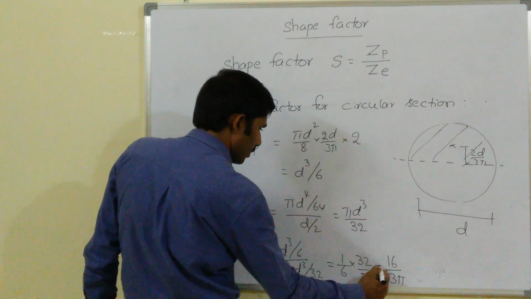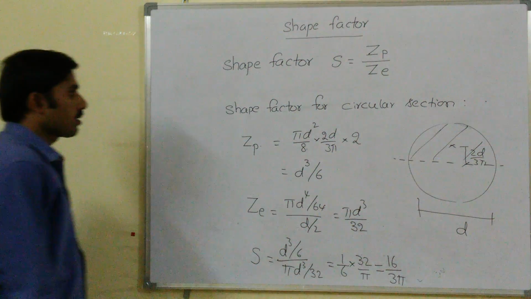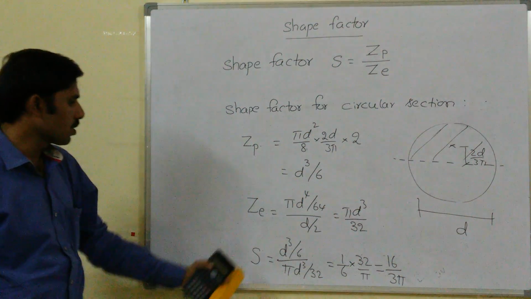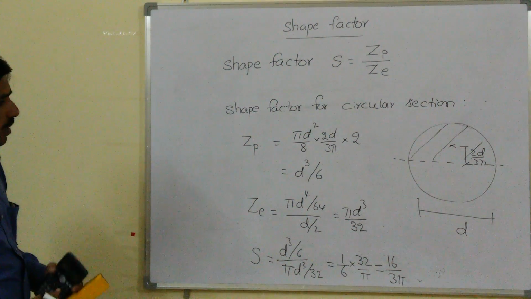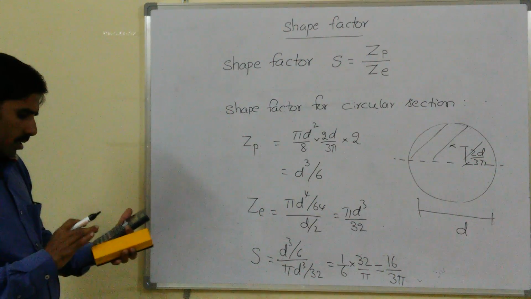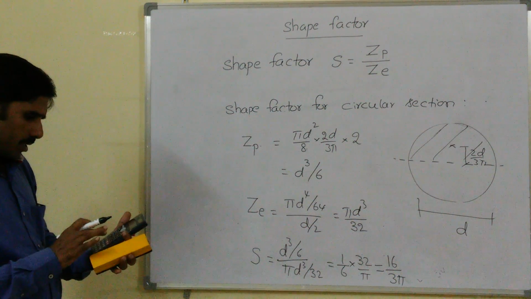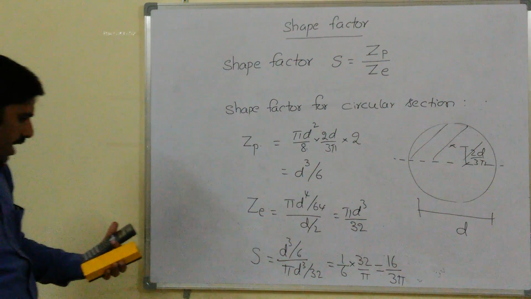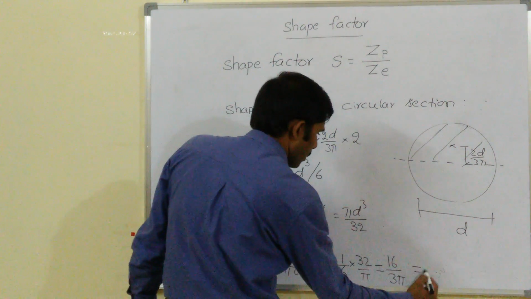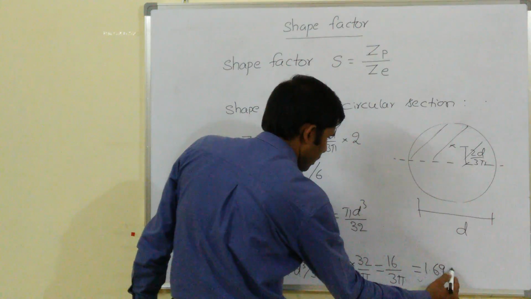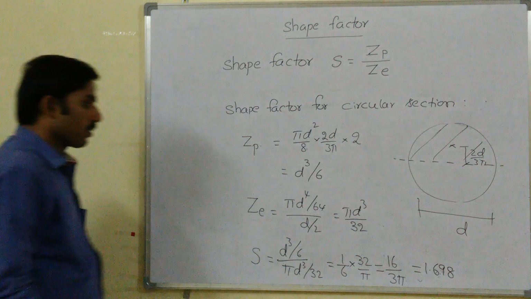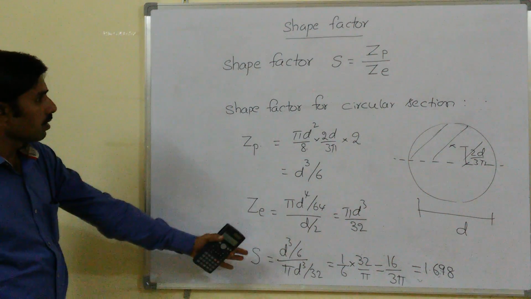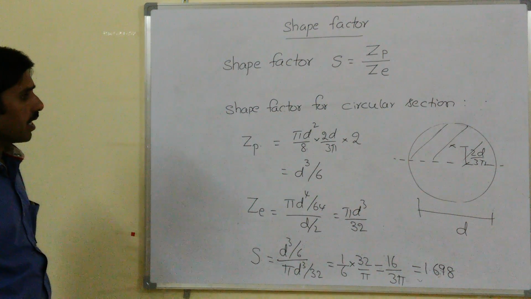So section modulus is this much, plastic modulus is this much. So the shape factor is 16 by 3 pi. In numerical, that is 16 divided by 3 pi, it is 1.698. So the shape factor for this circular section is 1.698.